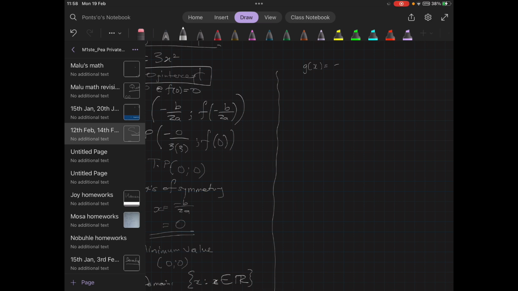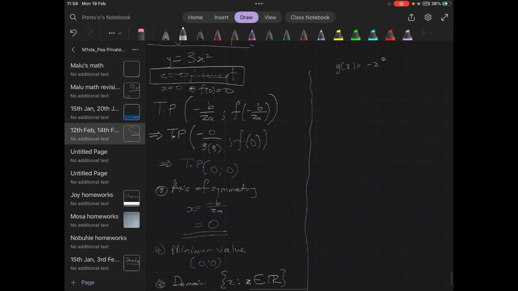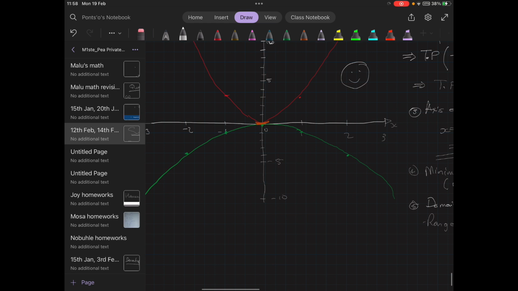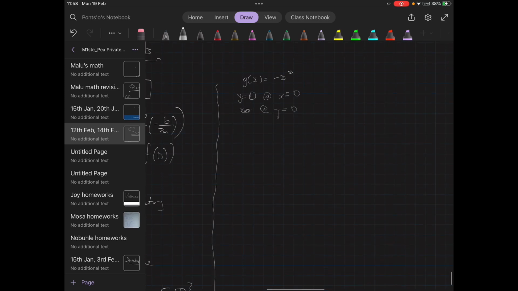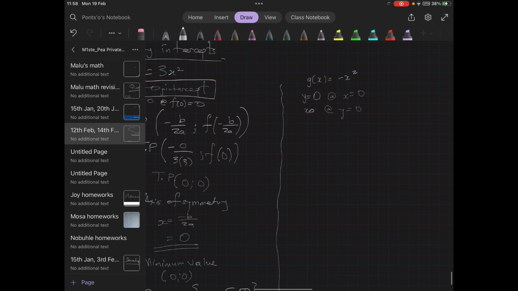For g of x, which is negative x squared, our y-intercept is 0 at x equals 0, and our x-intercept is 0 at y equals 0, which corresponds on our graph to this point here. These are intercepts.